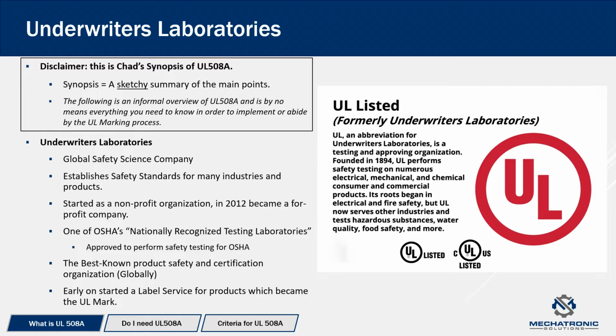So, starting with Underwriter Laboratories. Underwriter Laboratories got their roots in fire safety, which quickly encompassed electrical safety, because electrical wiring and installations were frequently an item that frequently caused fires. So they are a global safety science company. They establish safety standards for many industries and many different products. They started as a nonprofit organization.